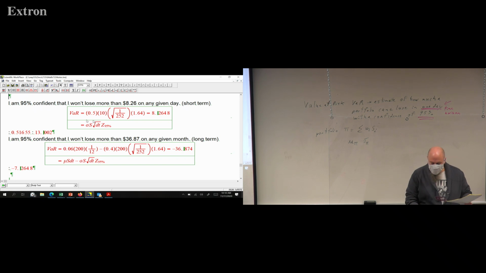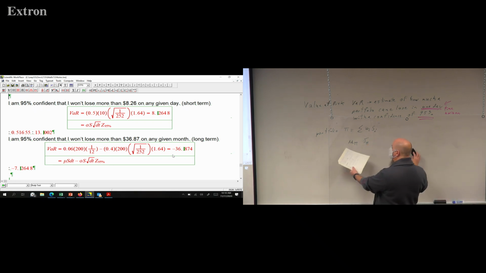Yes, because if you have a drift in here, it could be that the drift part is so big that it overwhelms this negative piece. And so you would calculate this value at risk, you would get a positive number, and that would mean that you would never lose money. Or you're 95% sure under normal circumstances that your portfolio won't lose money. It'll give you like your minimum gain, I guess.